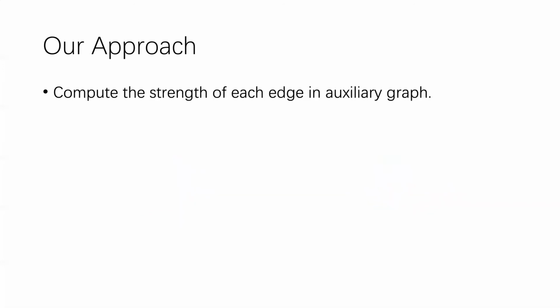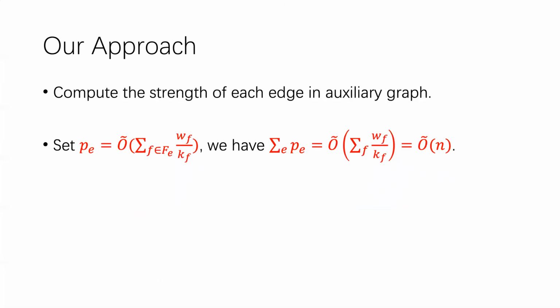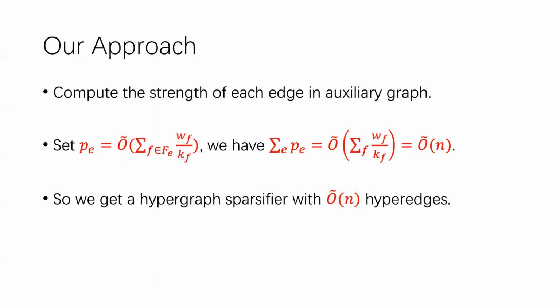We then compute the strength of each edge in the auxiliary graph. For each hyperedge E, set p_E equals order sum of w_F over k_F over all F in F_E. In this way, the total number of hyperedges sampled is the sum of w_F over p_F over all edges in the auxiliary graph, which is order n.